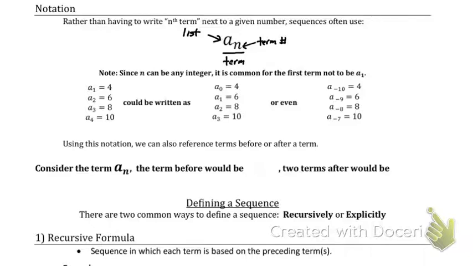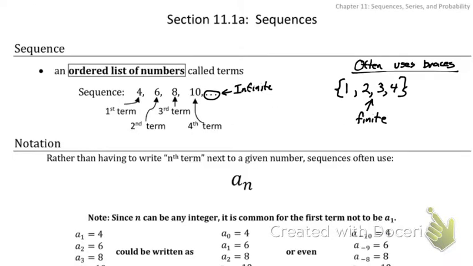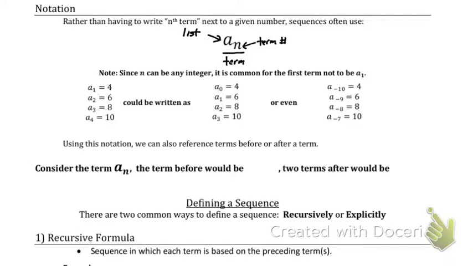So let's look at the numbers up above. We had, what do we have? We had 4, 6, 8, 10. So let's say I write 4, 6, 8, 10 again. I'm going to use braces. 4, 6, 8, 10.